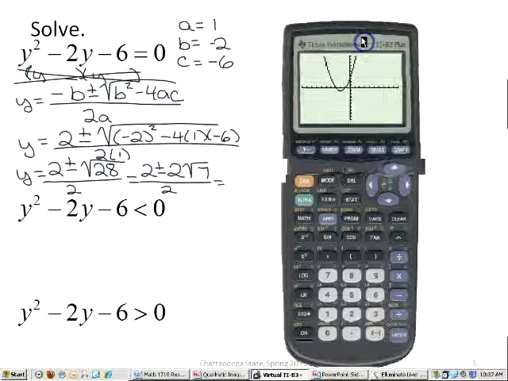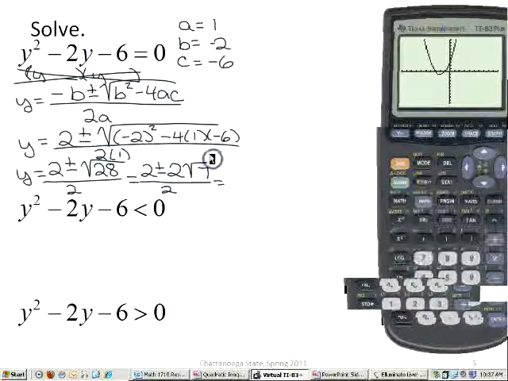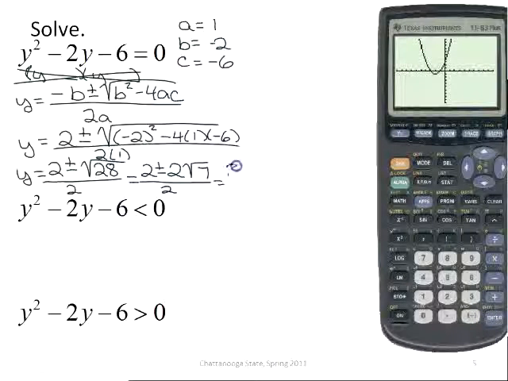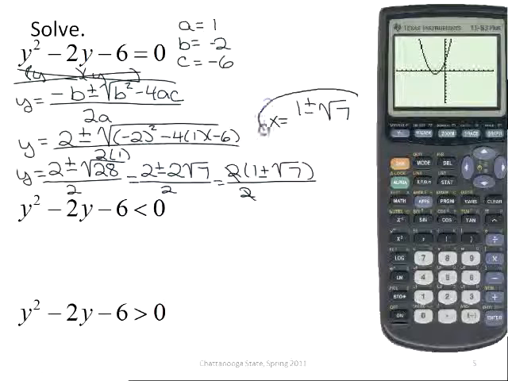And then, let me move my calculator over. I can factor my 2 out to get 2 times 1 plus or minus the square root of 7, over 2. So my x-intercepts occur when x is 1 plus or minus the square root of 7.